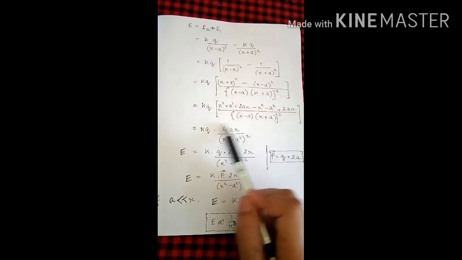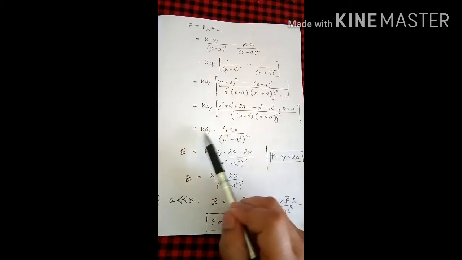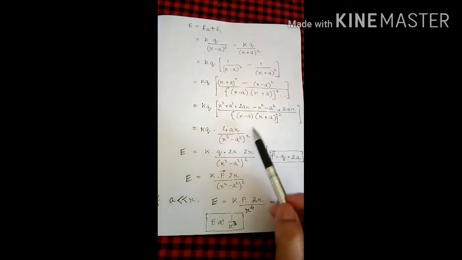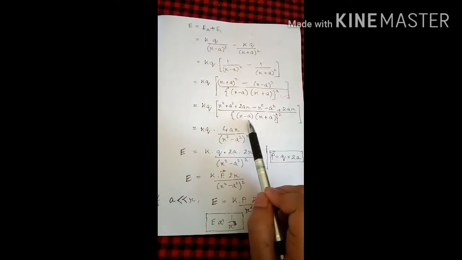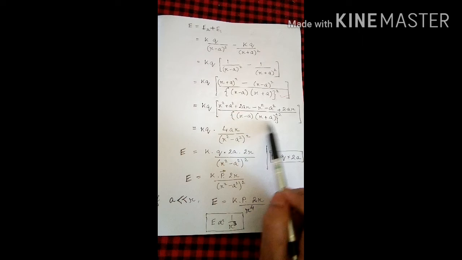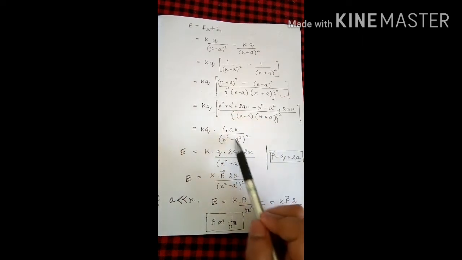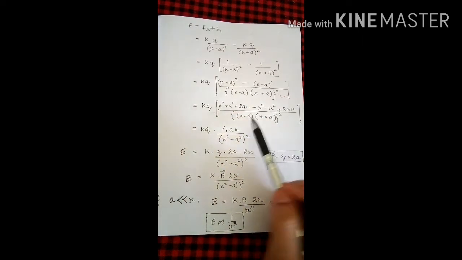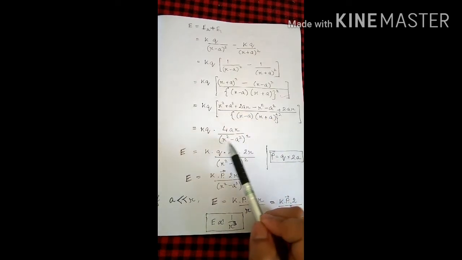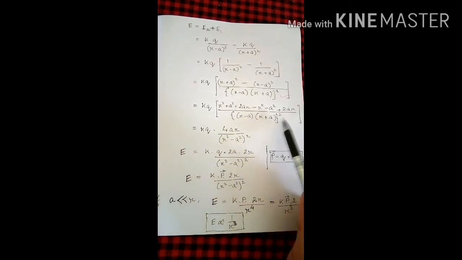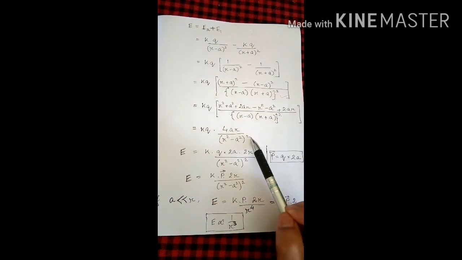So what we have in the numerator is 4ar. kq will be there, and in the denominator what we see is (a plus b) into (a minus b). So we can write this formula as the a square minus b square formula. So similarly here we have (r minus a) (r plus a), so what we can write here is r square minus a square. Outside we have a power 2, so I have written that power 2 here.